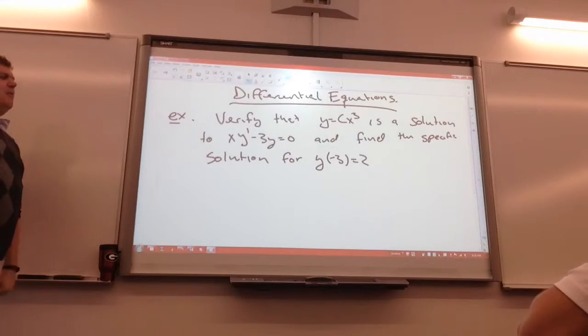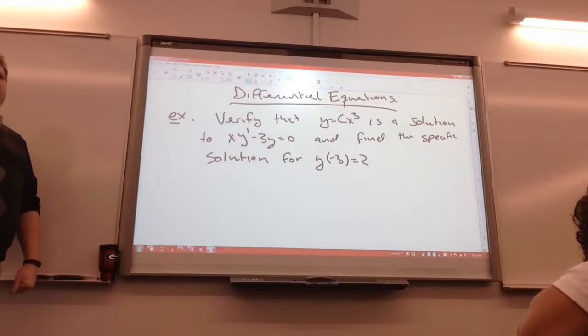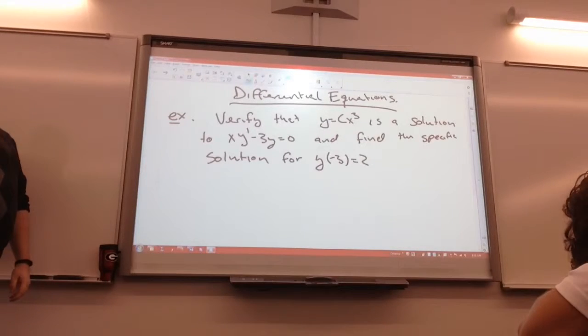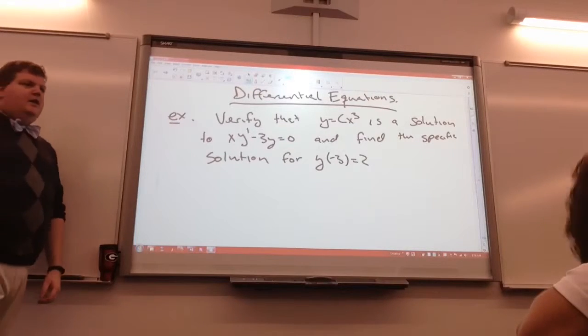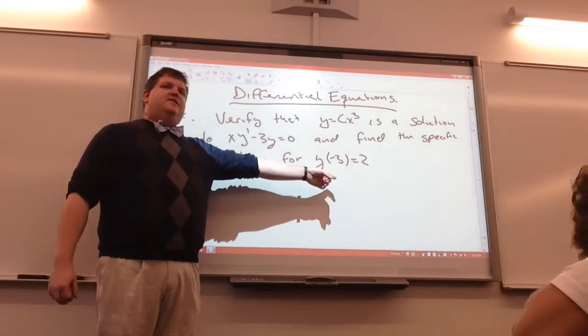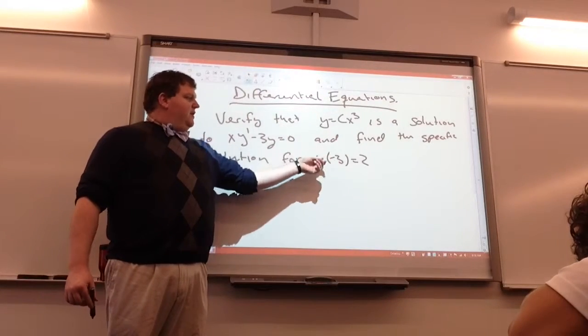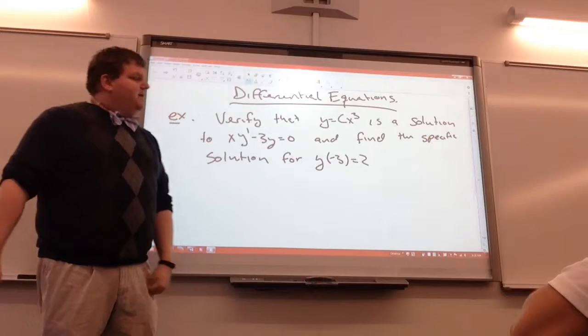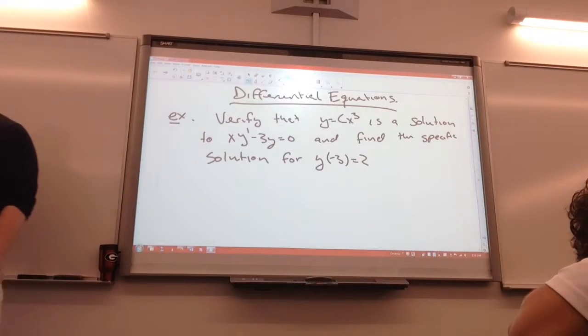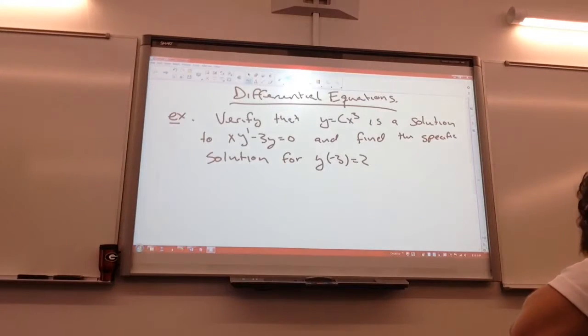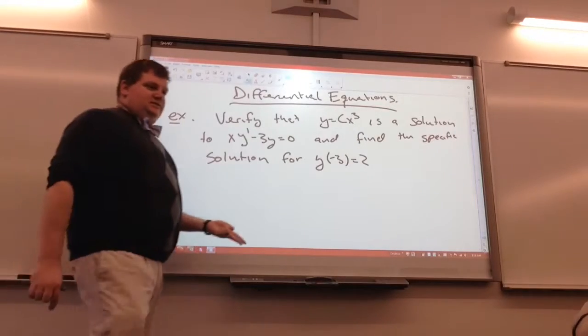If you saw that, y of minus 3 equals 2, what do you think that actually means? We're not used to seeing notation written like this, but if I replaced the y with an f and made that f of minus 3 equals 2, what would that tell me? It's a function. It would tell me what x was and what y was. So what's x? Negative 3. And what's y? 2.